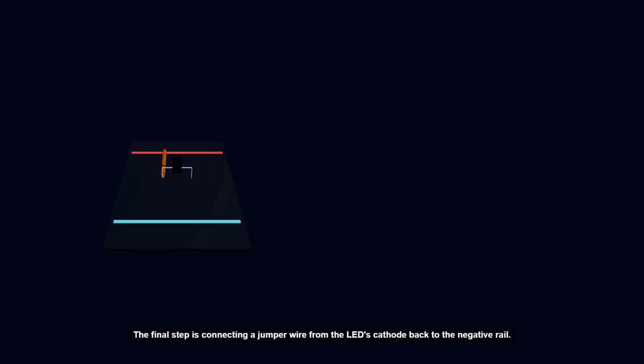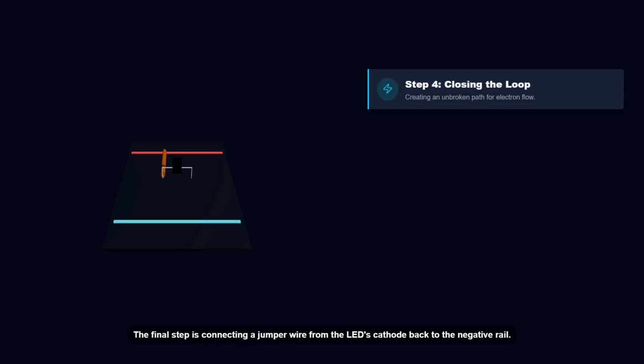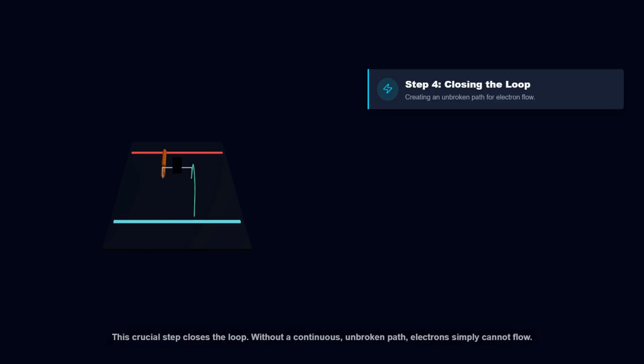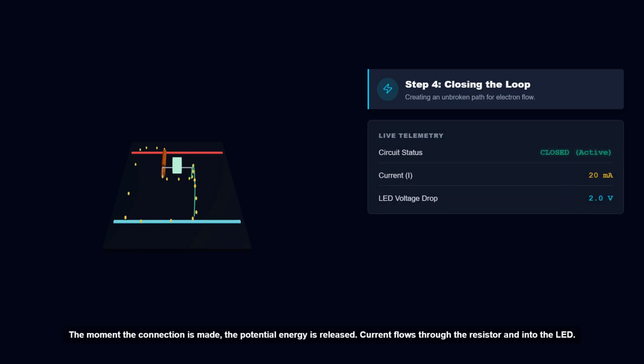The final step is connecting a jumper wire from the LED's cathode back to the negative rail. This crucial step closes the loop. Without a continuous, unbroken path, electrons simply cannot flow. The moment the connection is made, the potential energy is released. Current flows through the resistor and into the LED.